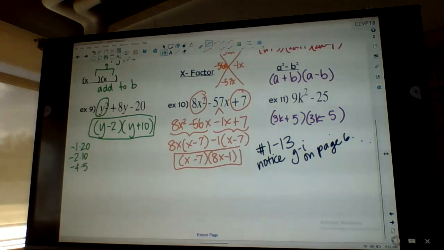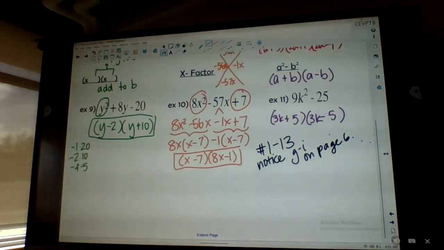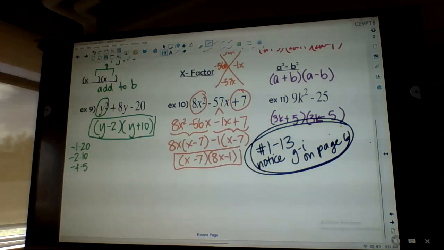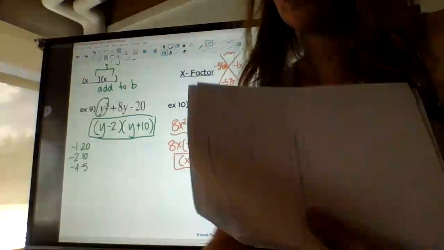So it says, notice G through I on page 6. I do want you guys to get that far. So you guys include that as part of your work there.